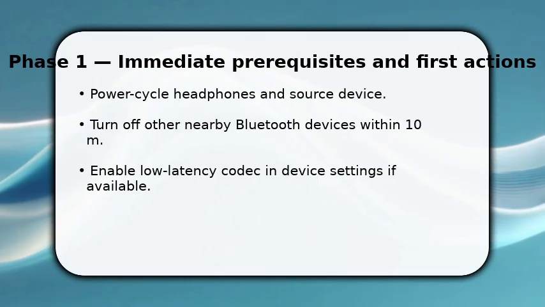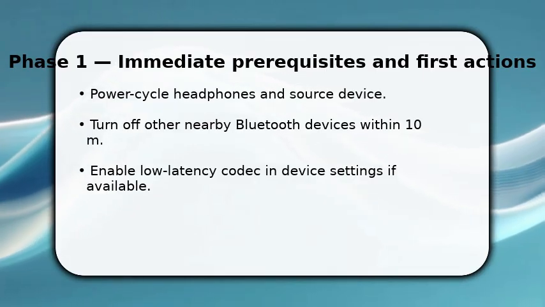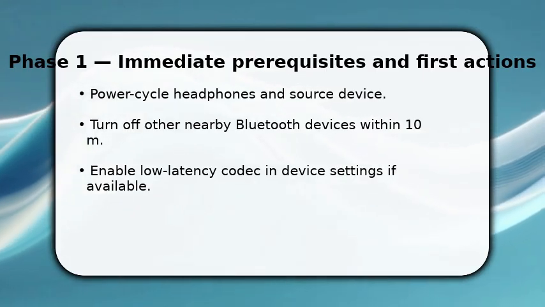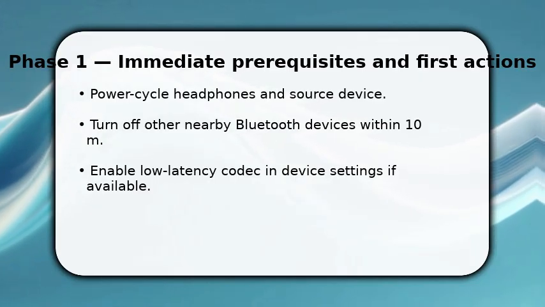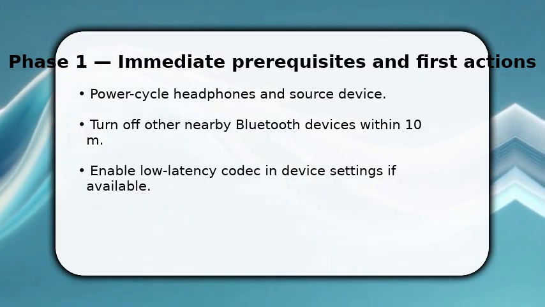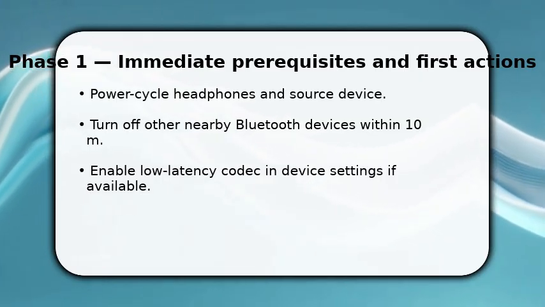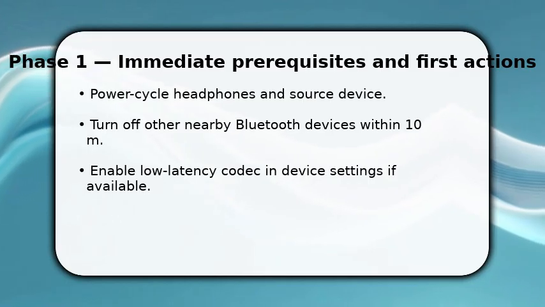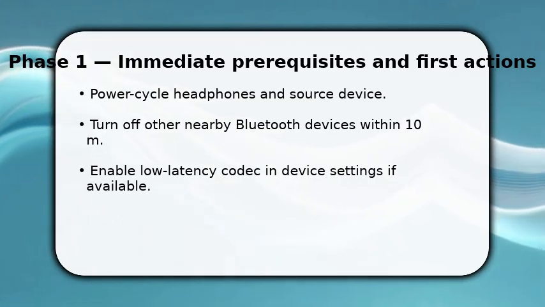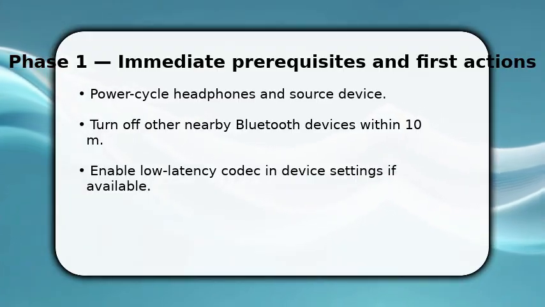You start by removing variable noise. Power cycle both headphones and your source device to clear transient bugs. Next, make sure no other Bluetooth radios are active near you. Interference creates delay. Once done, open your device's Bluetooth advanced settings and select a low-latency codec like aptX Low Latency or AAC. This reduces buffering.